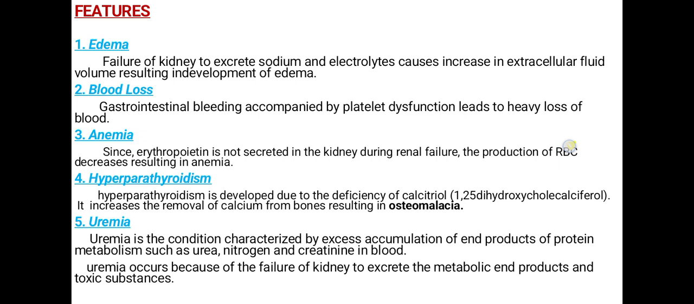Then uremia. Uremia is the condition characterized by excess accumulation of end products of protein metabolism such as urea, nitrogen and creatinine in blood. Uremia occurs because of the failure of the kidney to excrete the metabolic end products and toxic substances.